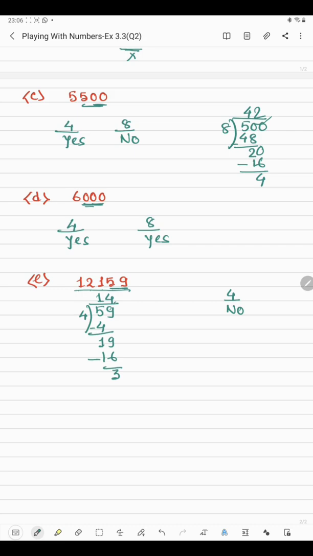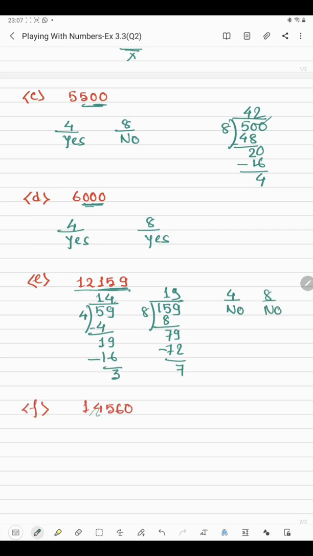Now to check the divisibility by 8, we need to take the last 3 digits, which is 159, and if we divide, 8 ones are 8. So 15 minus 8 is 7. Now 9 will come down. 8 9s are 72. So we have got 7 as remainder. So that means since 159 is not divisible by 8, 12159 also is not divisible by 8. So we will write no.